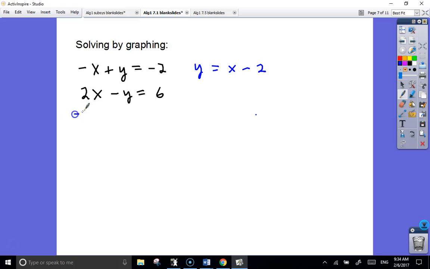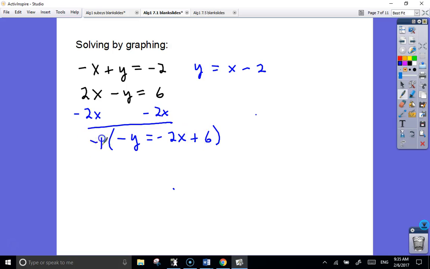How about the next one? Yeah, you subtract 2x, right? So now we've got negative y equals negative 2x plus 6. That's not solved for y yet. So say it again, Hunter. Multiply or divide by negative 1, right? I like to multiply because that's a property. And then what does that look like when I do that?